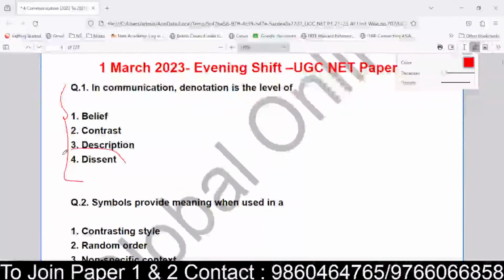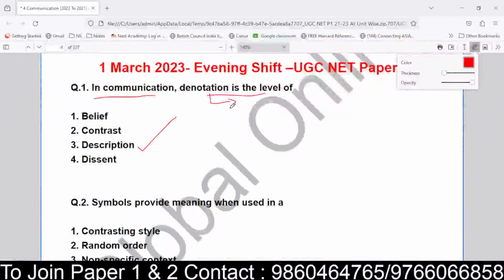In case you are not aware of the word dissent, dissent is nothing but disagreement with certain ideas. So in communication, denotation is the level of what? So what does denotation indicate? It is the level of description. You describe something as per the actual meaning. So denotation is nothing but the level of description.